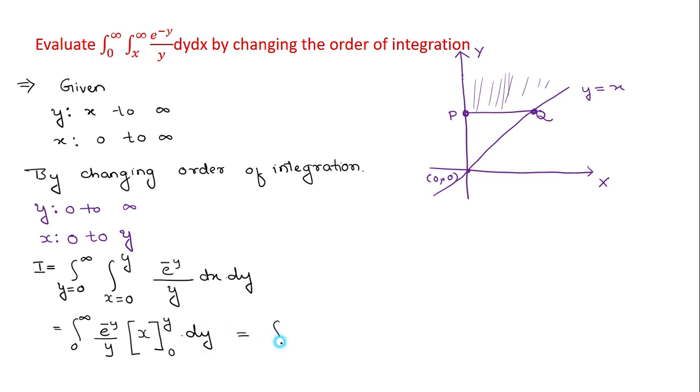Substituting the limits 0 to infinity for x, it is e raised to minus y by y minus 0. So y and y get cancelled. So we have the integral of e raised to minus y dy between 0 and infinity. Integrating, the integration of e raised to minus y is e raised to minus y divided by minus 1, between 0 and infinity.